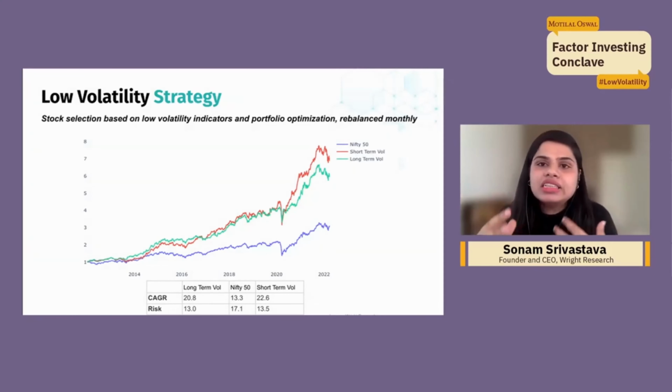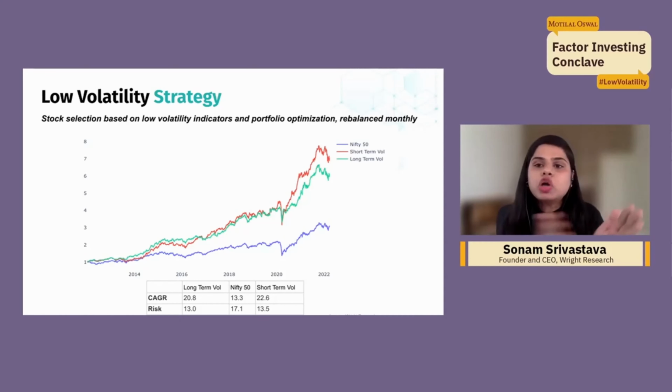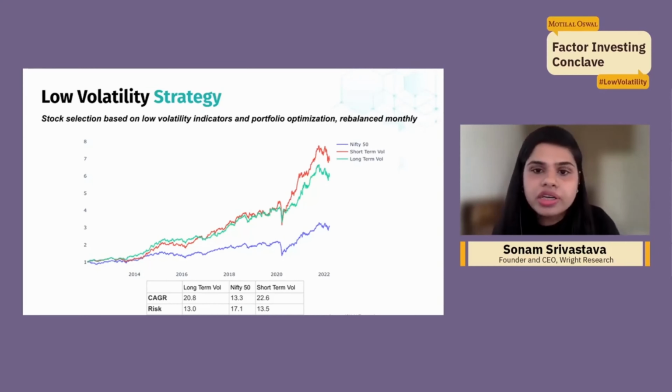So the low volatility strategy that we include in our multi-factor portfolio, we look at two types of low volatility, right? We look at a long-term low volatility strategy where we're looking at 1 year volatility in stocks. And then we also look at a short-term low volatility strategy where we're only looking at a month's worth of volatility. We're not looking at long-term volatility, right?